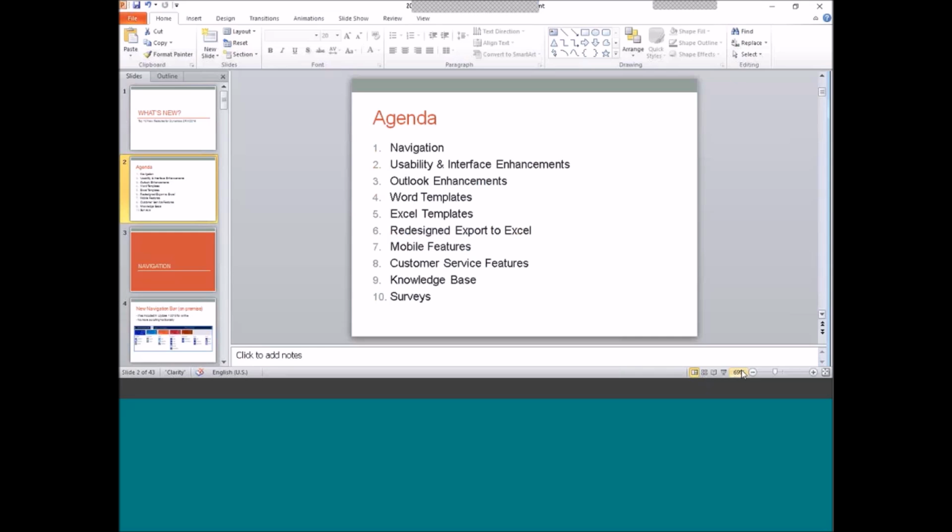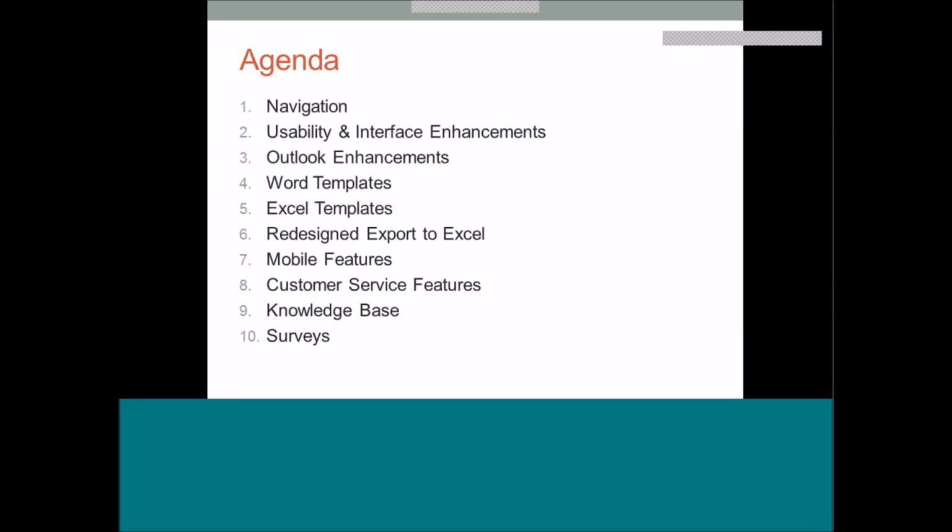Okay, so I think that takes us basically to the end of our top 10. So we went through the navigation, the usability and interface enhancements, what's new with Outlook. We looked at Word and Excel, the templates and the export to Excel. We talked about the new mobile features, the customer service features, and then at the end we went through the knowledge base and the surveys.